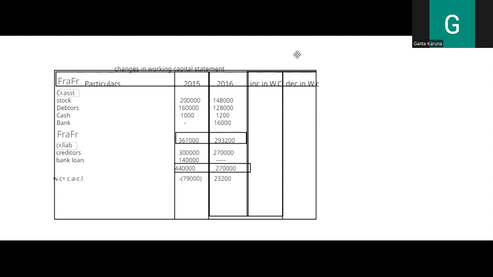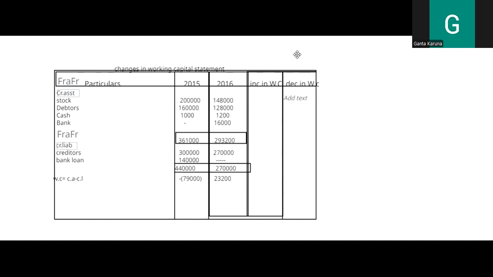So that is what you can see. Previously, stock was 2 lakhs and now 1,48,000. So it is decreasing. When it is decreasing, which side should I post the amount column into? On the decreasing part. So now I'm going to take it on the decreasing part. How much? 52,000.